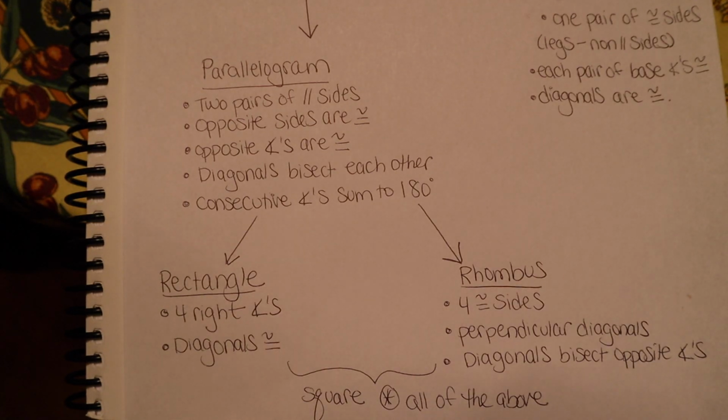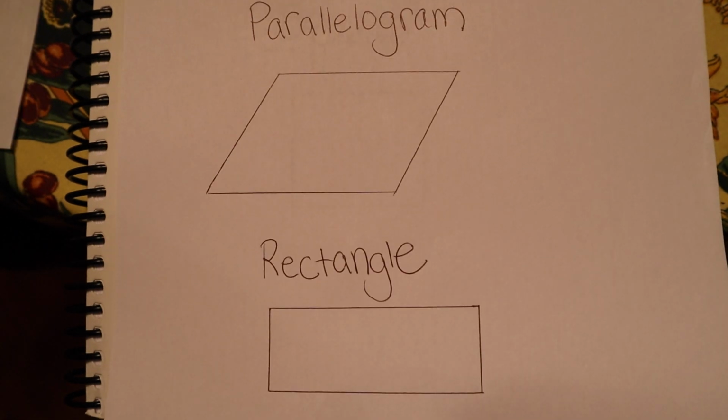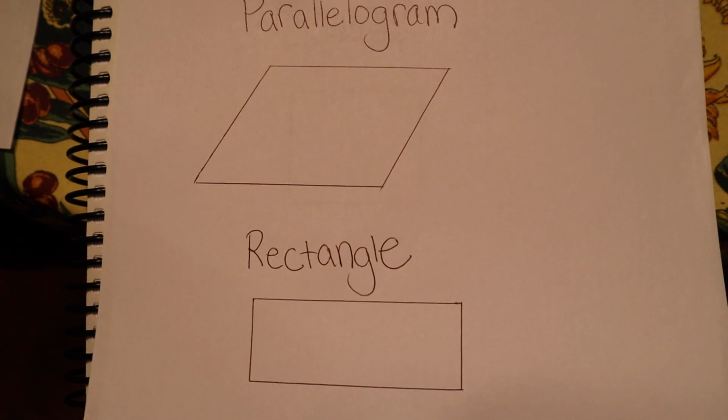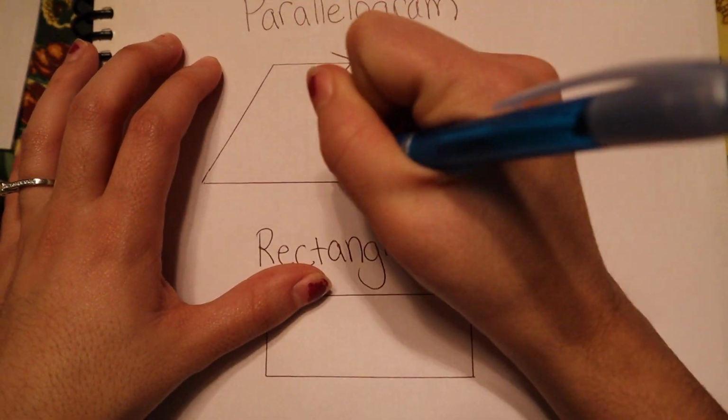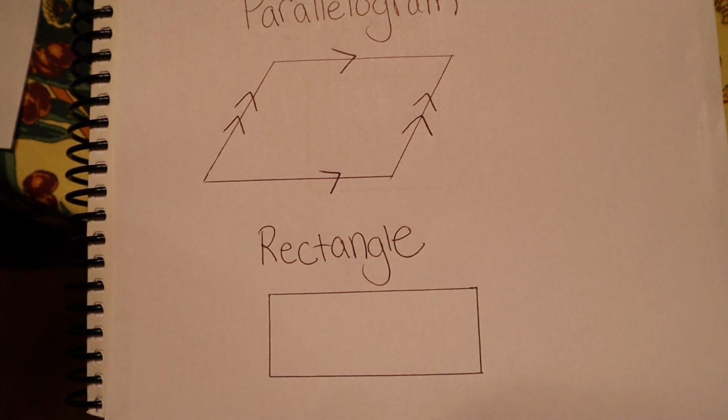Now, getting a little more specific is the parallelogram. The parallelogram has 5 really important properties. A parallelogram has two pairs of parallel sides, opposite sides that are congruent, opposite angles that are congruent, diagonals that bisect each other, and consecutive angles that sum to 180 degrees. First, we're going to talk about the parallel sides because it has the name parallel in parallelogram. So in a parallelogram, this side is parallel to this side, and this side is parallel to this side. So we have two pairs of parallel sides.